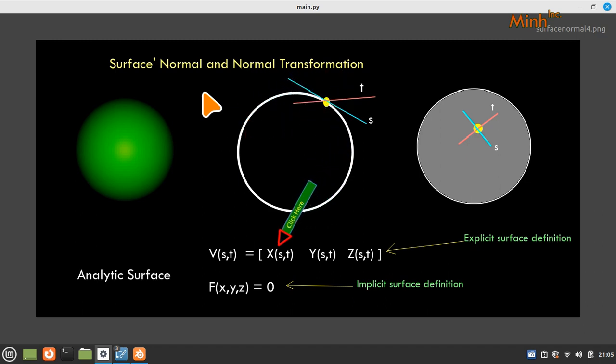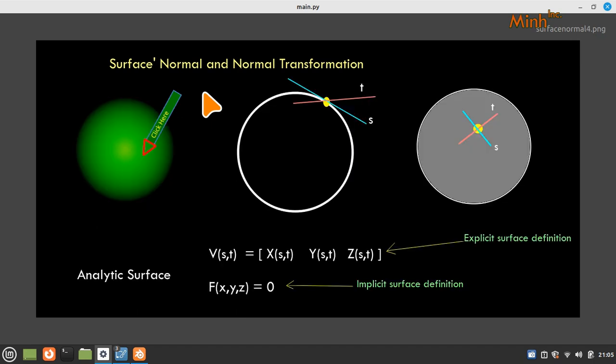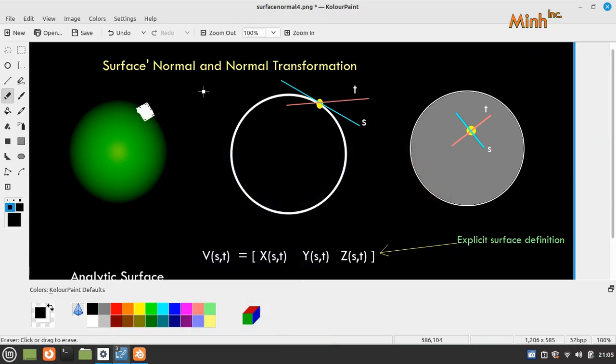That is the story. If I have an analytical 3D surface, that is the explicit surface definition, meaning it is variable only in S and T. If I calculate the tangent in the S direction and in the T direction, it would look like this at any point. This corresponds to two vectors, and if there are two vectors, they correspond to a surface.